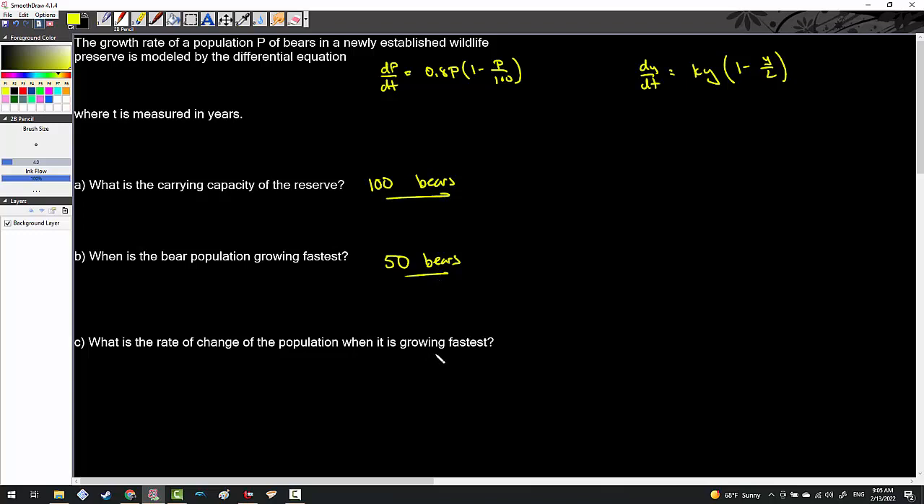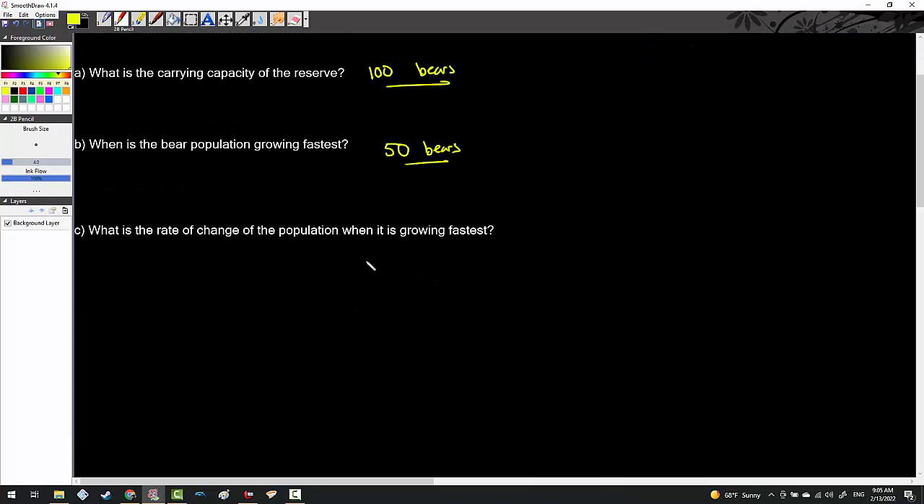And then what is the rate of change of population when it's growing fastest? This is the problem that requires the most math. I need to figure out the rate of change of population. So that's going to be dp over dt at p equals 50. Well, that's going to be 0.8 times 50 parentheses 1 minus 50 over 100. If you put this all into a calculator or if you do it all on your own, it's going to be about 20 bears per year.